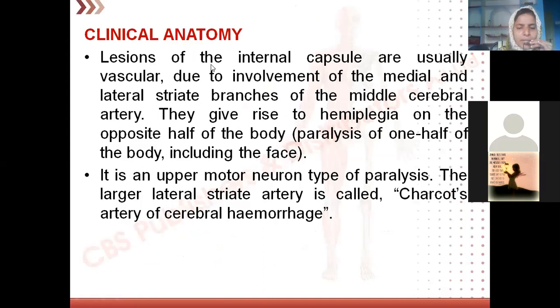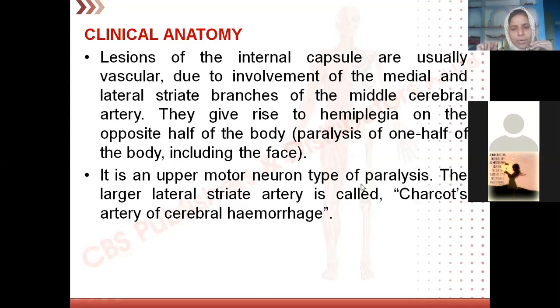Okay, so lesions of internal capsule are usually vascular due to involvement of medial and lateral striate branches of the middle cerebral artery. That means in the genu area, middle part. They give rise to hemiplegia, that is the paralysis of half of the body. Okay, especially we know it is the opposite half of the body, because we know the pyramidal tracts are decussating. Decussating means crossing over. We will see the spinothalamic tracts are also crossing over. That's the reason we have been studying daily, almost right half of the cerebrum is controlling the left half of the body and vice versa. Okay, so here you will see a paralysis of one half of the body, even the face is also involved. So it is an upper motor neuron type of paralysis.